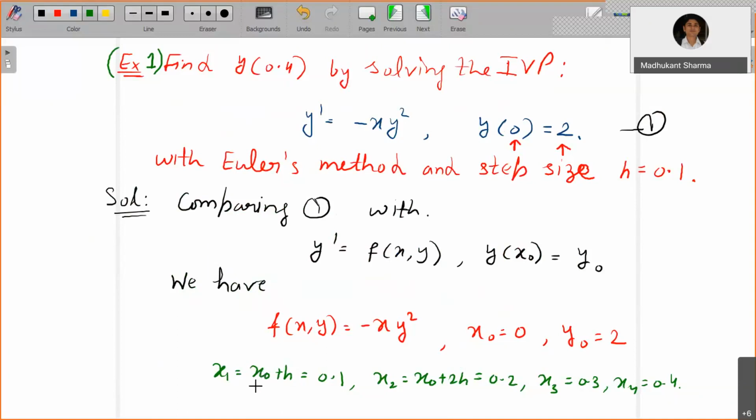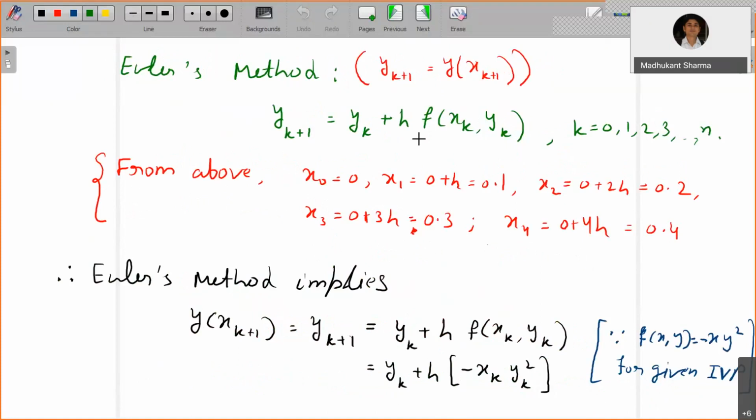So we can't go very far from x naught. That's why we look at very small intervals, x naught to x1, then x1 to x2, to reach x4. Here we have taken equidistant points, 0.1, 0.2, 0.3, 0.4, so we have to get the final value at 0.4. Now Euler's method is given by y at xk plus 1 is yk plus h f of xk comma yk.